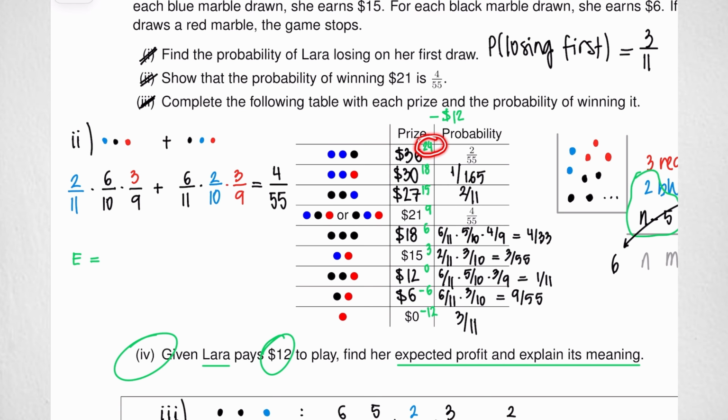which means that the expected profit, which is a product between the profits and their probabilities, is equal to 24 times 2 over 55 plus 18 times 1 over 165, plus all the way down to negative 6 times 9 over 55 plus negative 12 times 3 over 11. And the expected profit is positive $1, which means that on average, each person that's playing is expected to win $1.